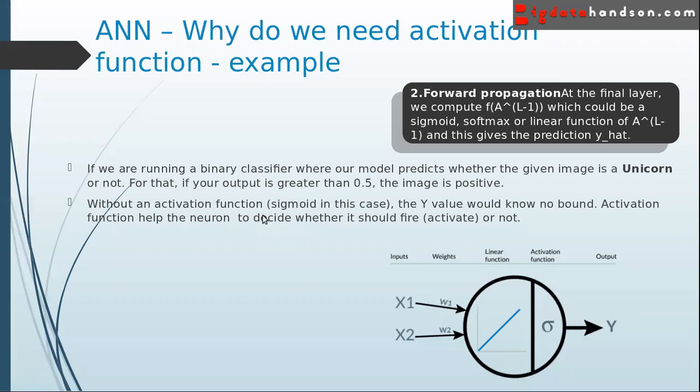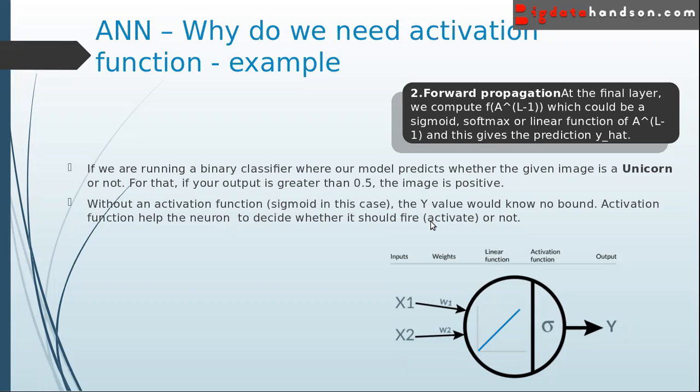you have to have an activation function. Without an activation function, sigmoid in this case, the y value would have no bound. The activation function helps the neuron decide whether it should fire or not. If you are using the sigmoid function, it will convert the probabilities into 0 or 1. If it is greater than 0.5, we'll fire the neuron. If it is less than 0.5, we'll turn off the neuron.